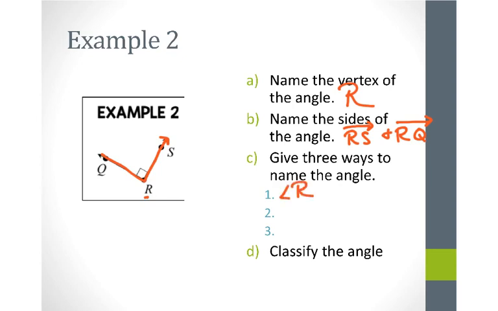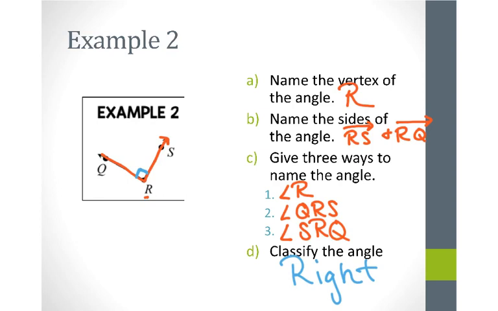And then just going around, I could go angle QRS, or we could go angle SRQ. Classifying it, there's a clear indicator, this right here. That tells me it's going to be a right angle. Okay, let's keep going. Again, if I'm going too fast, you can pause the video at any point.